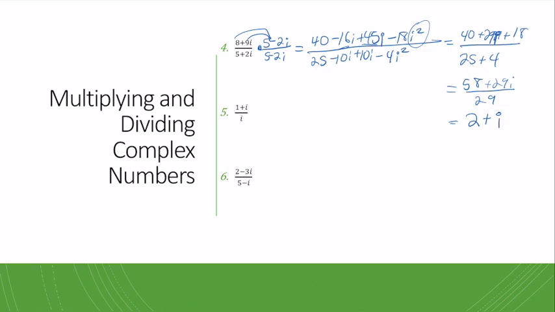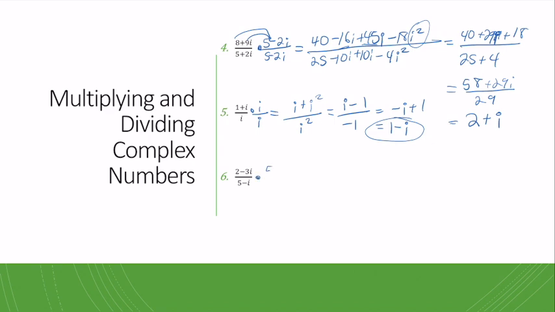For problem 5, I just need to multiply by an i over i to get rid of that radical in our denominator. I've got i plus i squared over i squared. So I have i minus 1 over -1. That gives me -i plus 1, which I'm going to rewrite as 1 minus i, because again, we want that real part first.